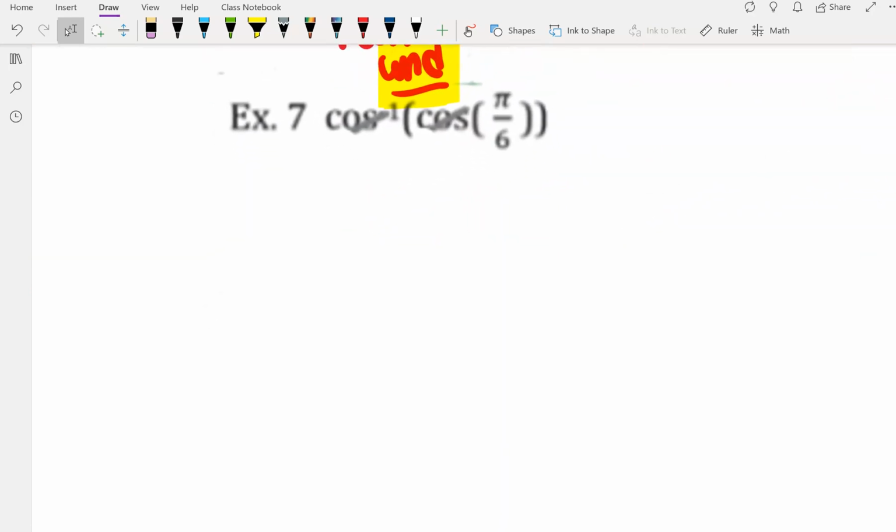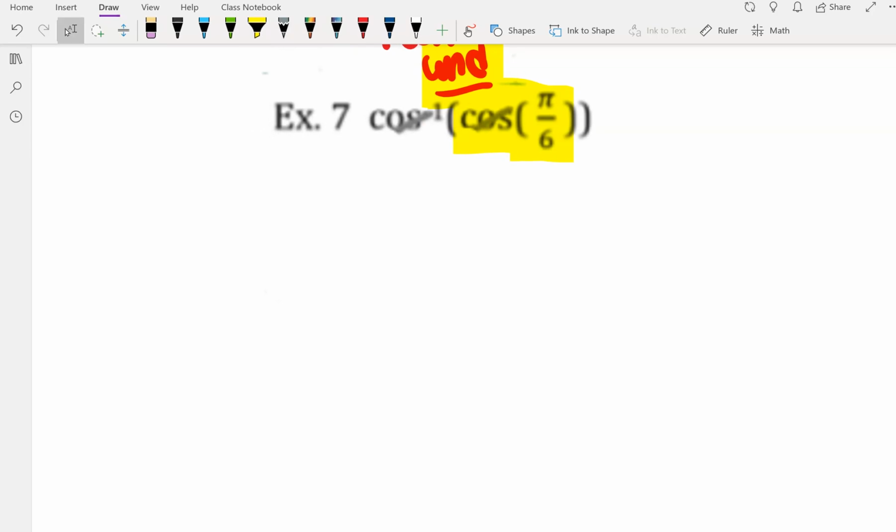All right, next one, start on the inside. Cosine of pi over 6. So I'm going to start by just doing the inside, cosine of pi over 6, which is going to be root 3 over 2. But then I still have to do inverse cosine of that. It's going to take us right back where we started at pi over 6.